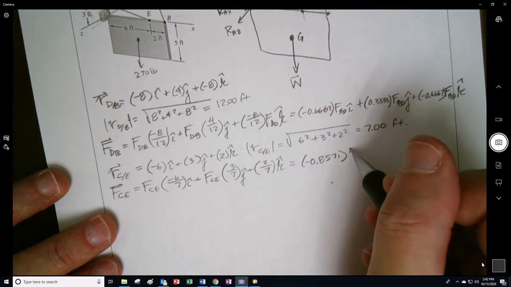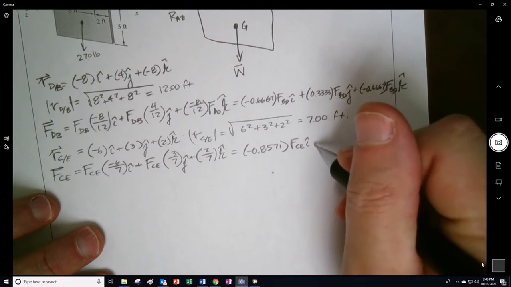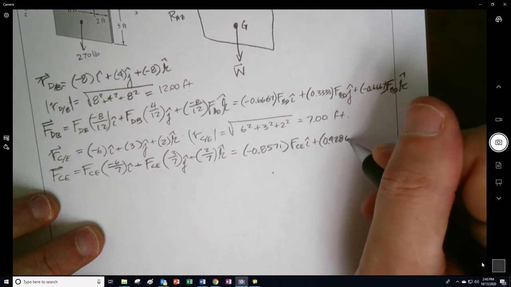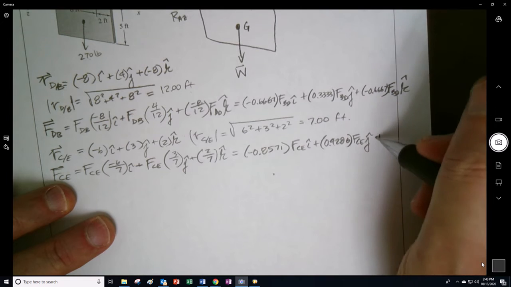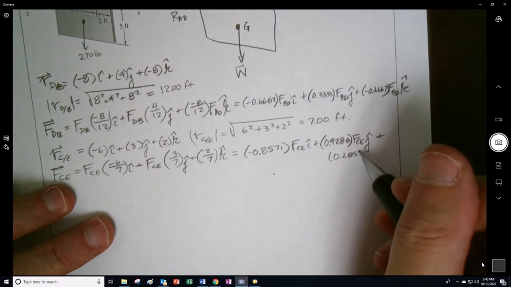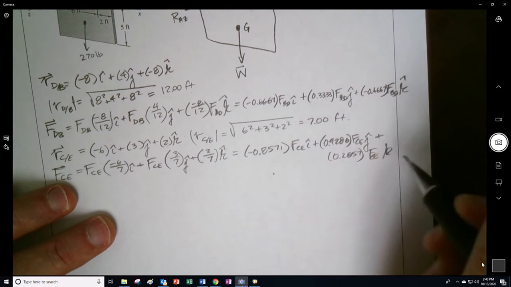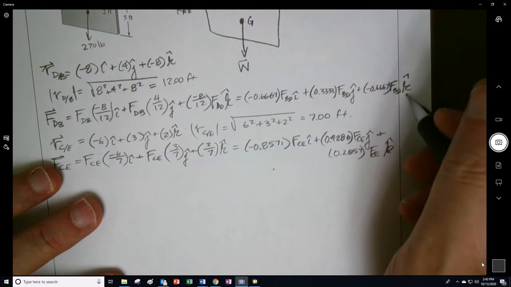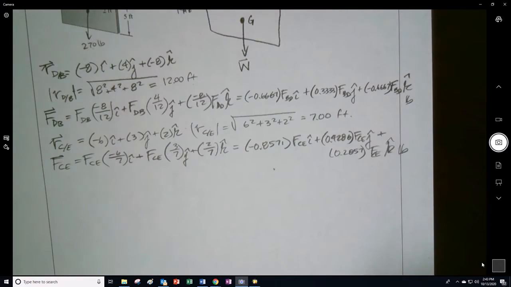So we have negative 0.8571 FCE i plus 0.4286 FCE j, and 0.2857 FCE k. And I should really put the units on there. These are all pounds.